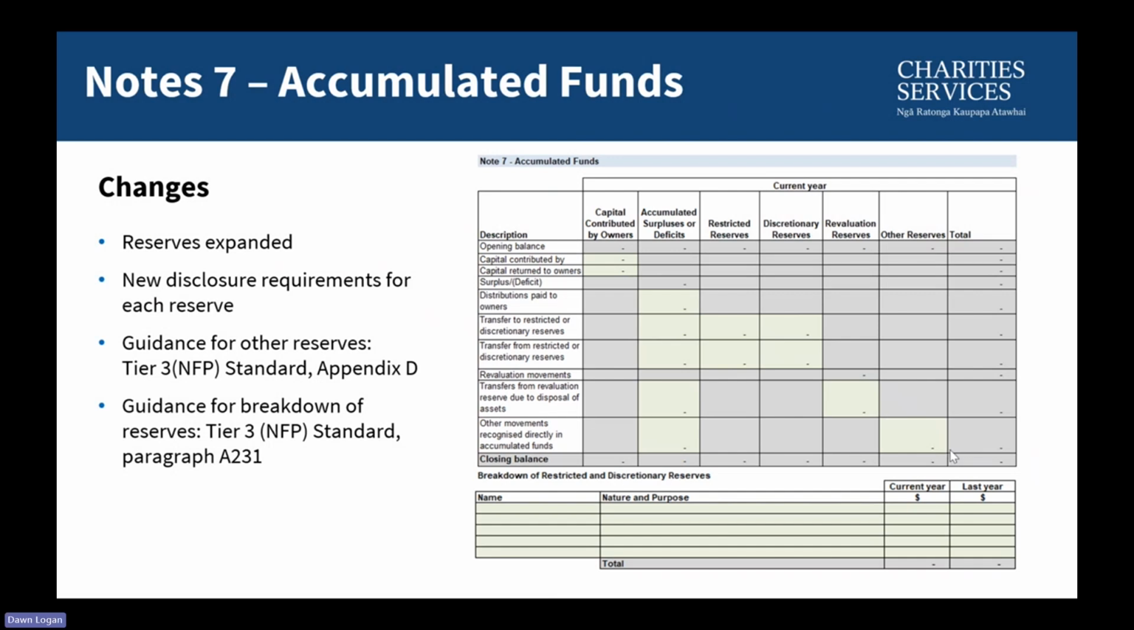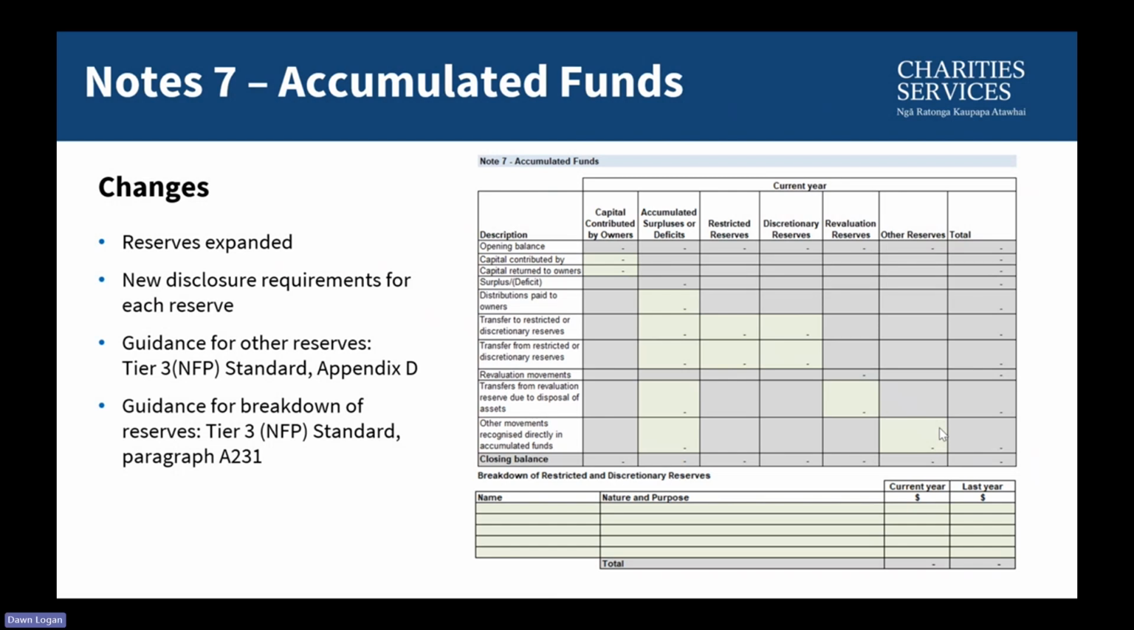The third type of reserve relates to revaluation movements. These movements are automatically populated into the accumulated funds table when they are entered into Note 5, Property, Plant, and Equipment. Other revaluation amounts relating to the disposal of assets, including investments, can be entered into the table on a separate line.